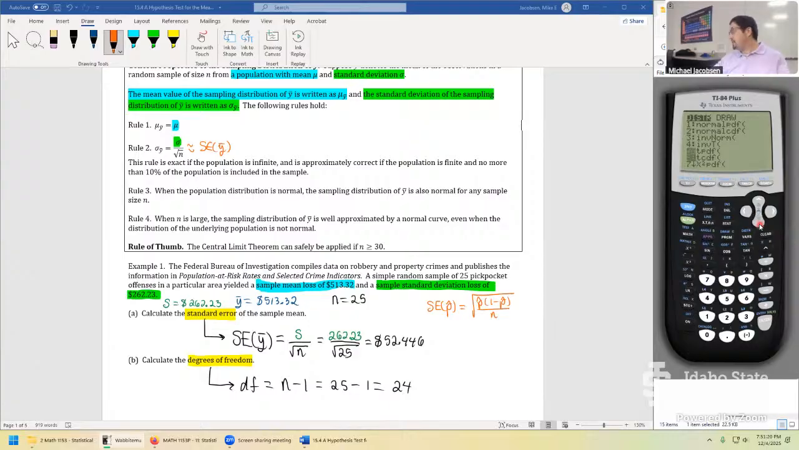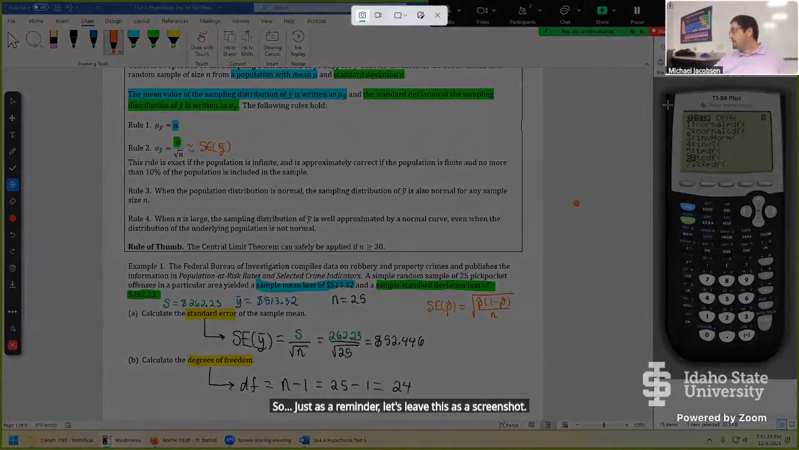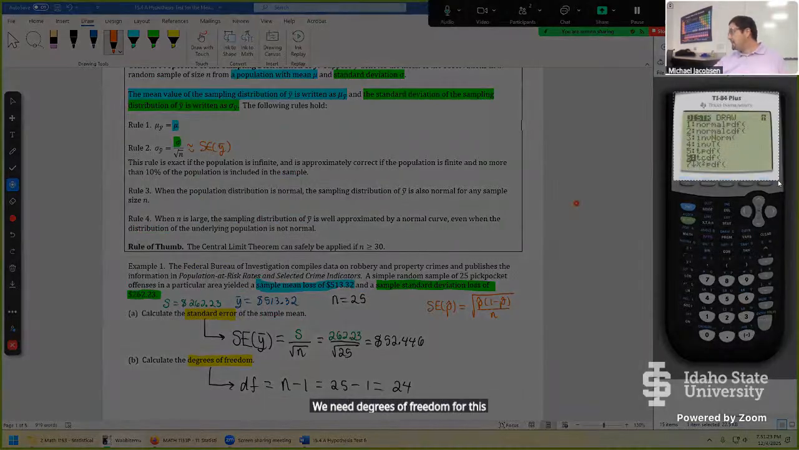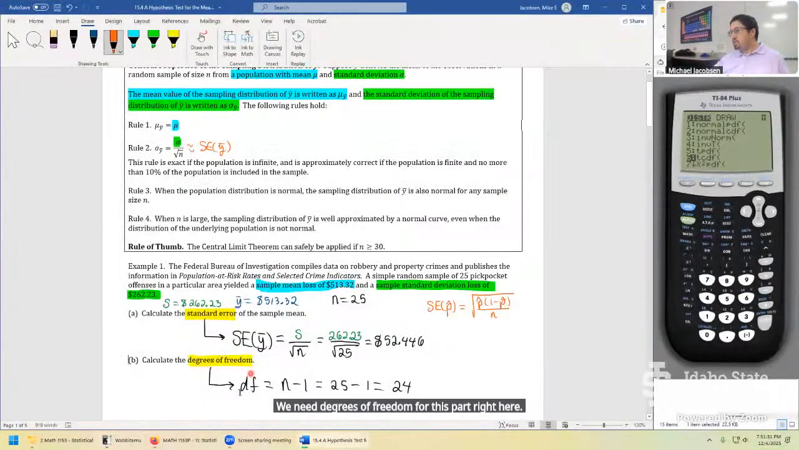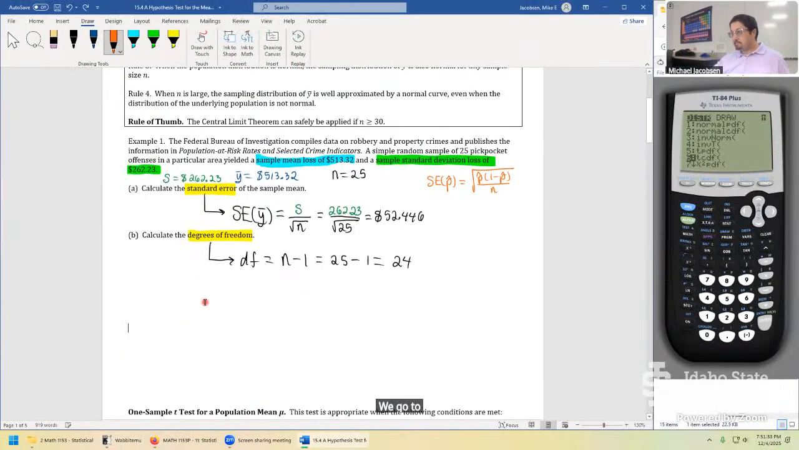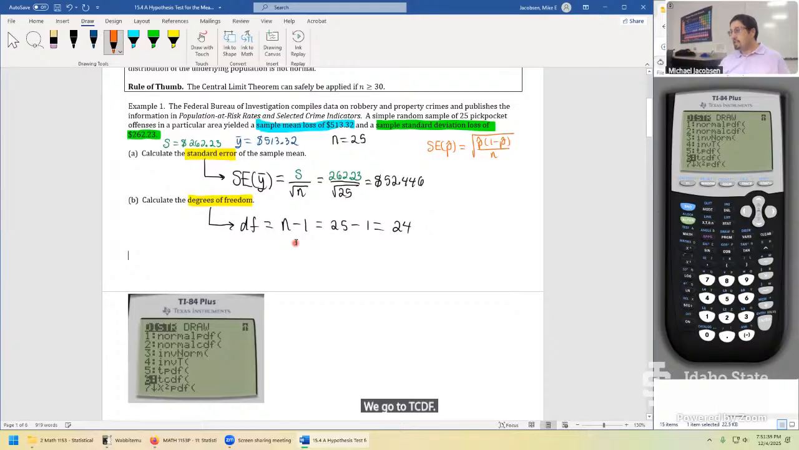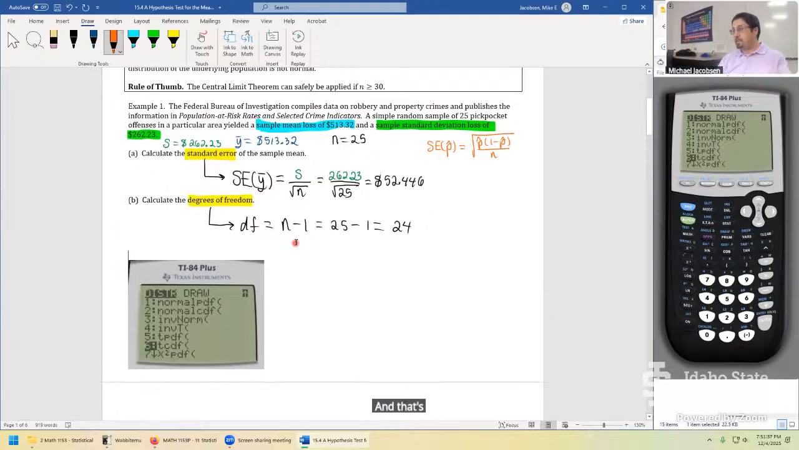Just as a reminder, let's leave this as a screenshot. We need degrees of freedom for this part right here. We go to TCDF, and that's where we'll use the degrees of freedom. This operation is to obtain the p-value.